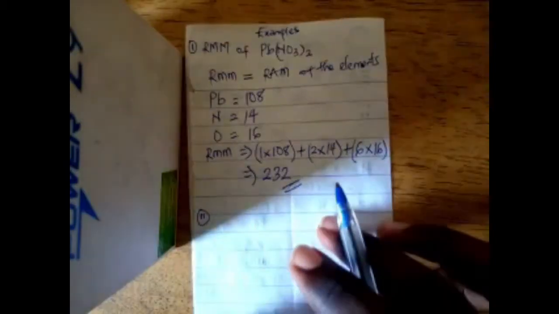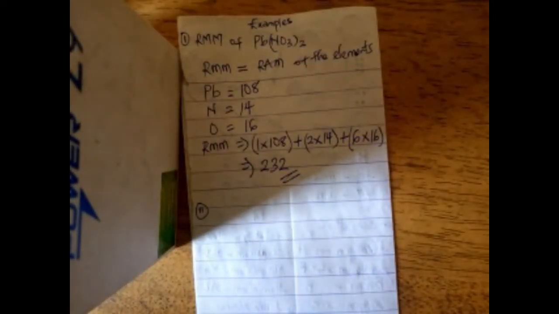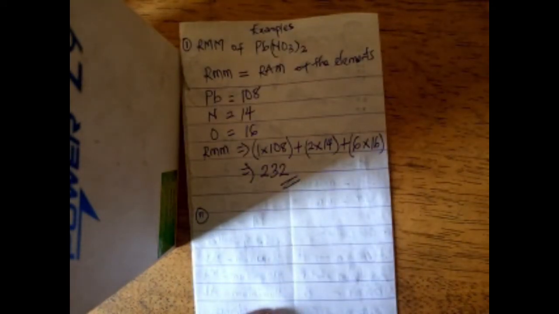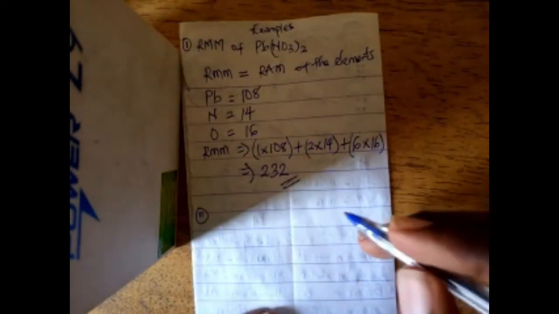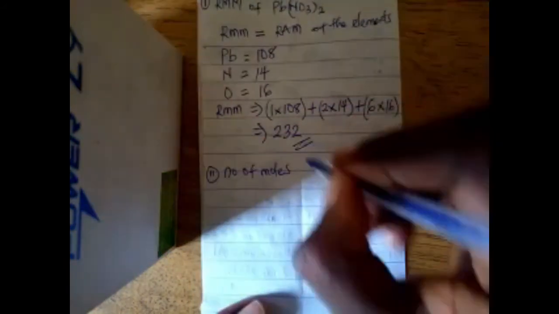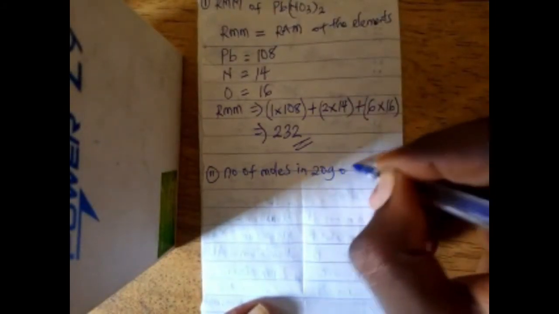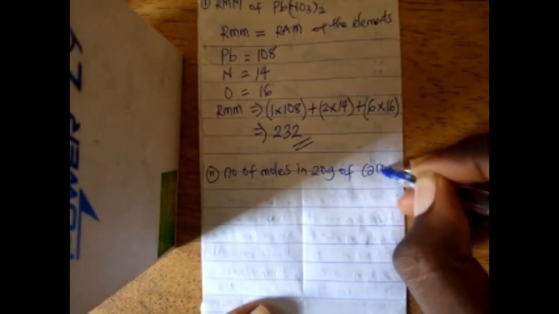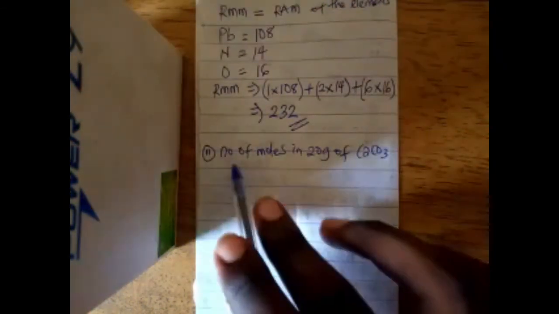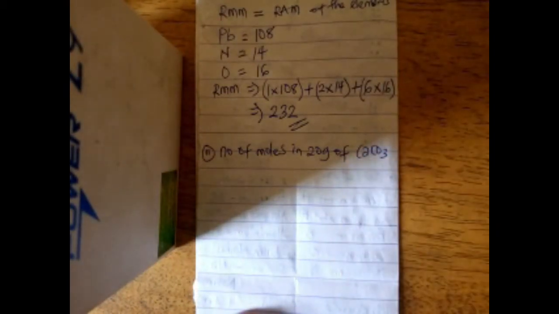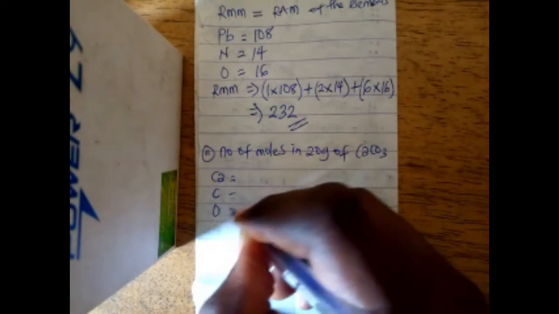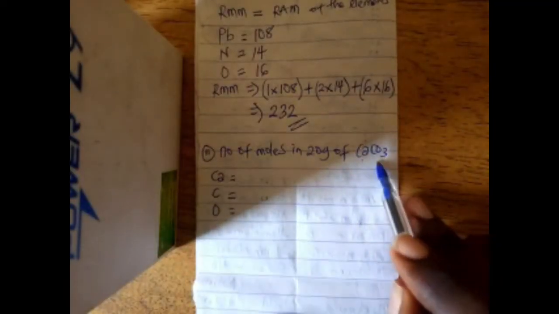So another example here. I also talked about moles. When we talk about moles, 1 mole is equal to 6.02 times 10 to the power 23 molecules. So let's say we are asked to find the number of moles in 20 grams of calcium trioxocarbonate 5. Now remember that this is made up of three elements: calcium, carbon, and oxygen.